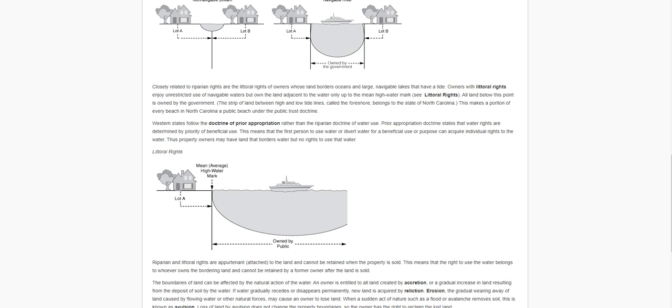I did not know that. This portion makes every beach in North Carolina a public trust doctrine.